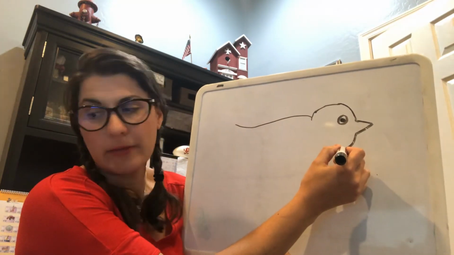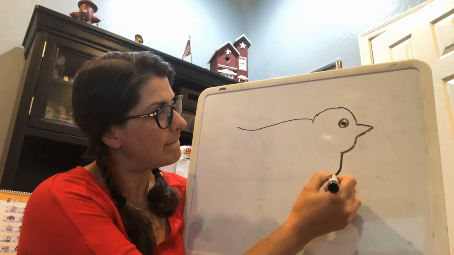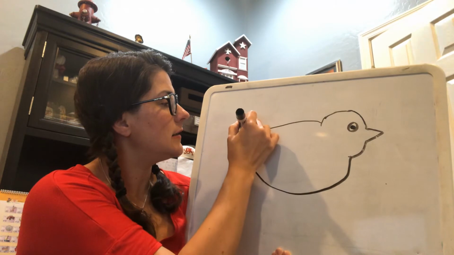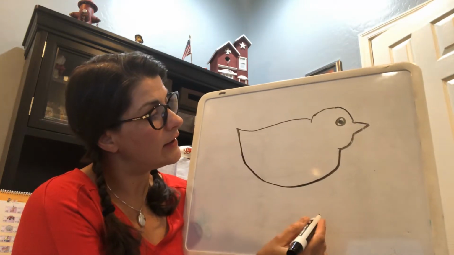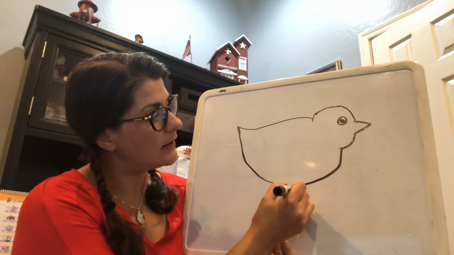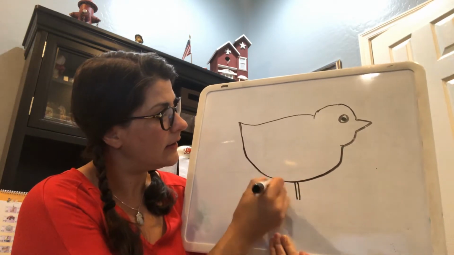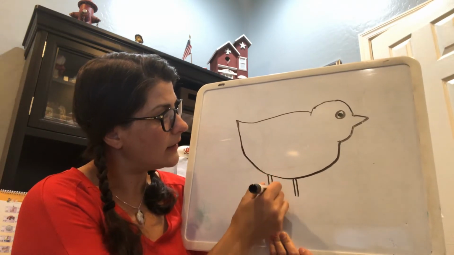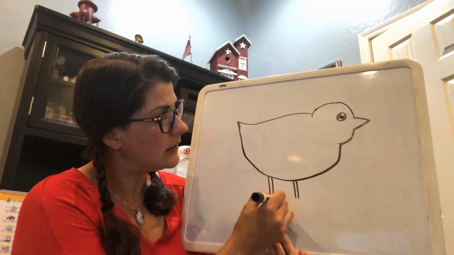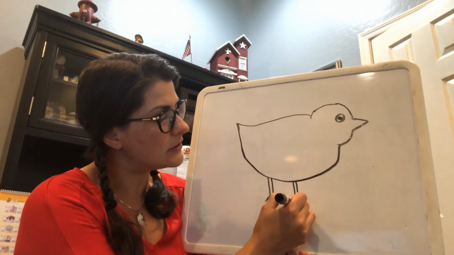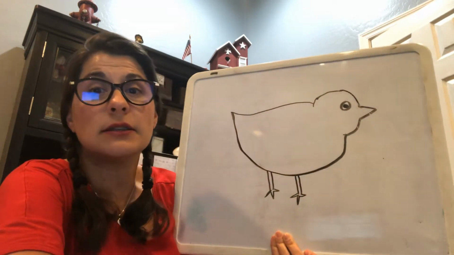I'm trying to draw the body of it now, up to its little tail feather. I think that's pretty good. And then I'll try to draw some legs. Now, if you need to go back and look at that video to see what a chick looks like, you definitely can, and you can just fast forward or rewind to the story.